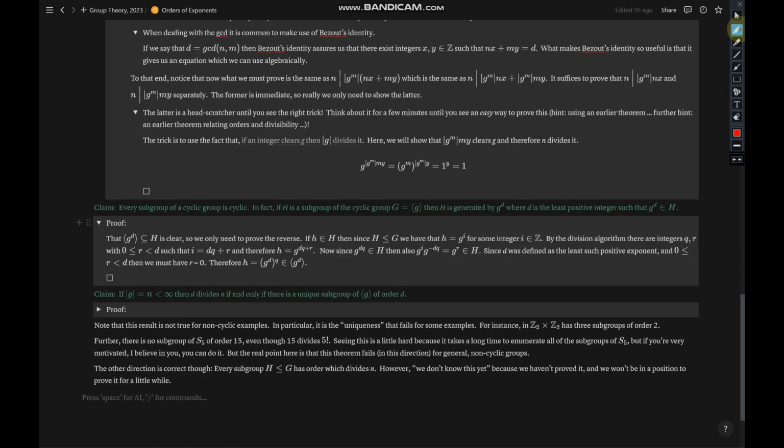To get started, we will show that every subgroup of a cyclic group is cyclic and in fact generated by an exponent of g. If little g is the generator of our cyclic group, then this subgroup H is generated by the least exponent of g that is contained within H.